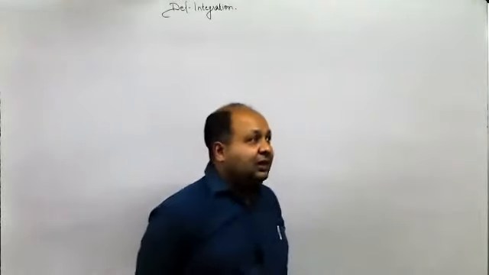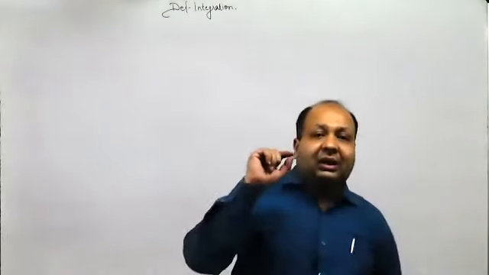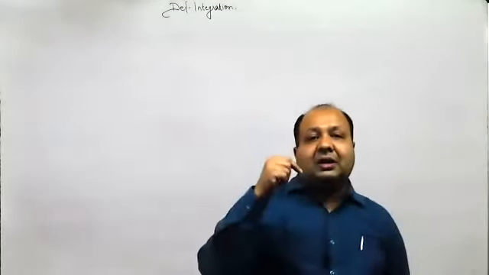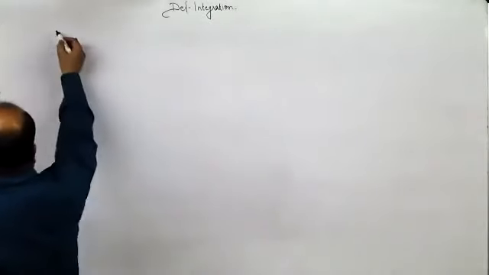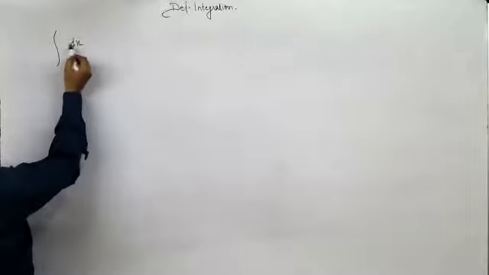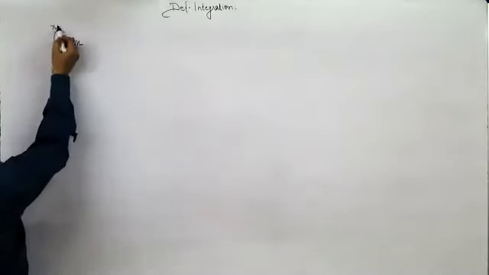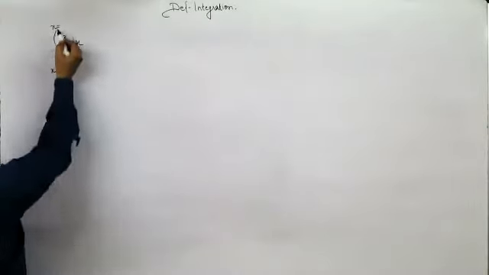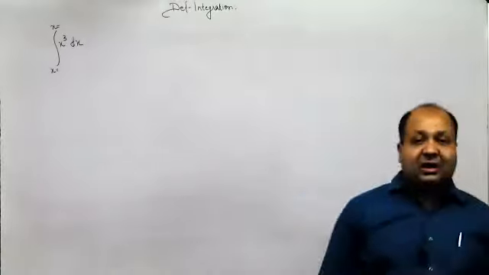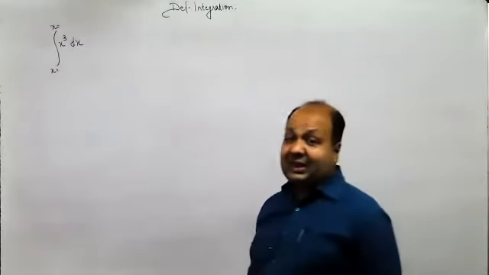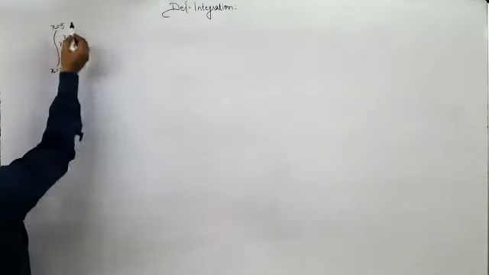I repeat it. First step, you should remember that the limits depend on the differential part. That means if I write here dx, limit would be in terms of x. If I write here dy, limit would be in terms of y. If I write here dz, limit would be in terms of z. Then I said this is called the lower limit and this is called the upper limit.